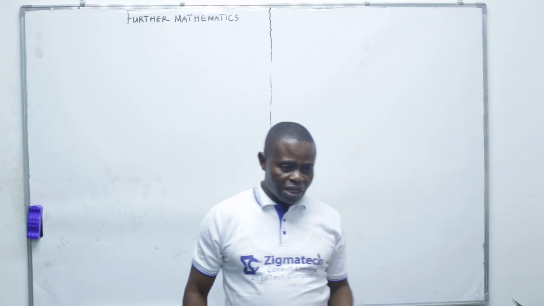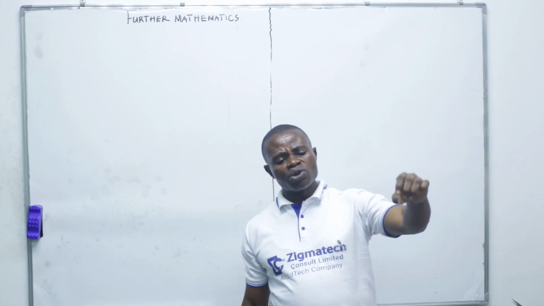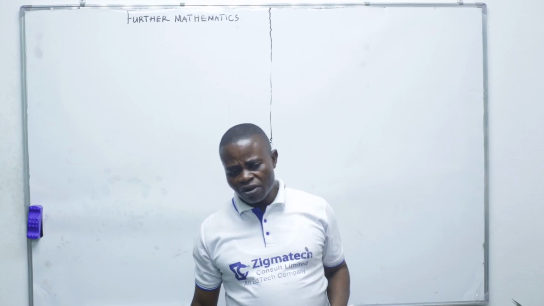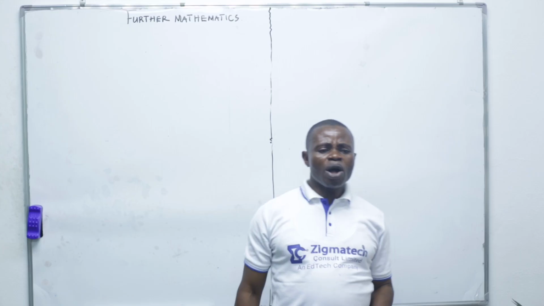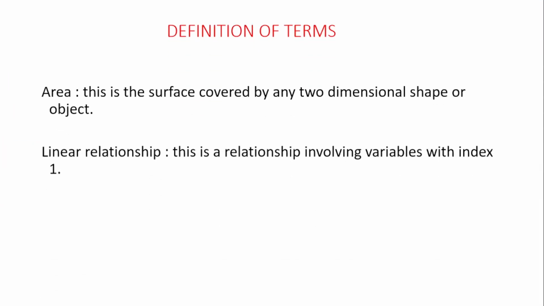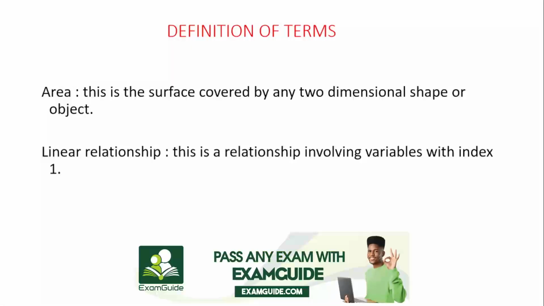This same coordinate I'm talking about, we are going to consider areas of a rectangle or rhombus. What do we mean by an area? An area is just the surface covered by any two-dimensional shape or object. The linear relationship. A linear relationship is a relationship involving variables with what? Index. With index.